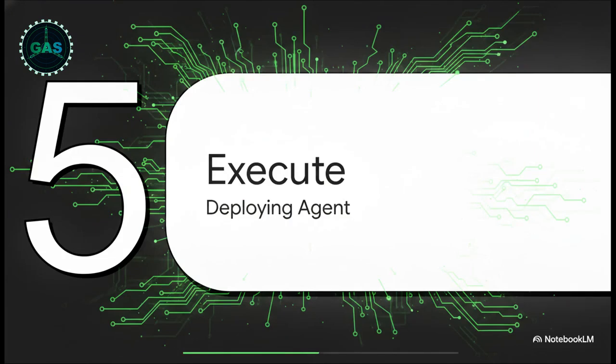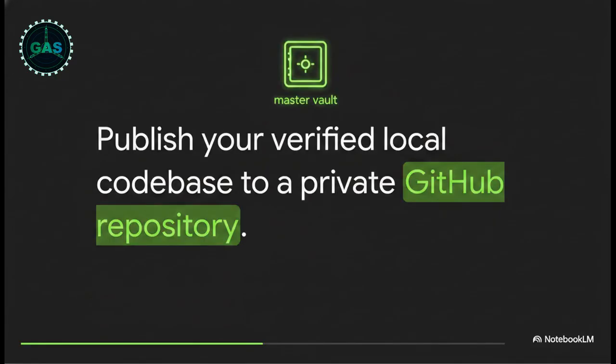Which brings us to our final step, Phase 5, executing and deploying the agent. The code is connected locally, so now we push it live. We initialize version control by publishing the finalized, verified application code directly to a secure, private GitHub repository. This effectively acts as the master vault for your system's code, protecting your operational assets while keeping a strict, trackable history of every single change made to the application.